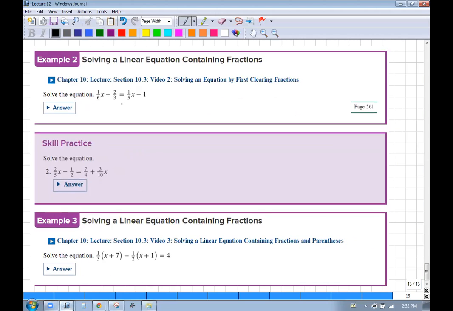Okay. So this guy has a bunch of stupid fractions, and we all hate fractions. So let's get rid of the fractions. What's the smallest number that 6, 3, and 5 all divide into? What, 1830? I think we're going to need to multiply by 30. All right? Yeah. Multiply everything by 30.